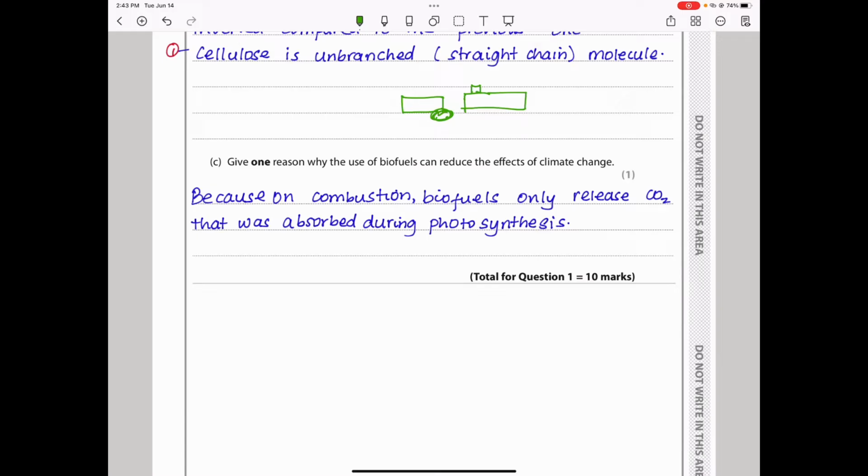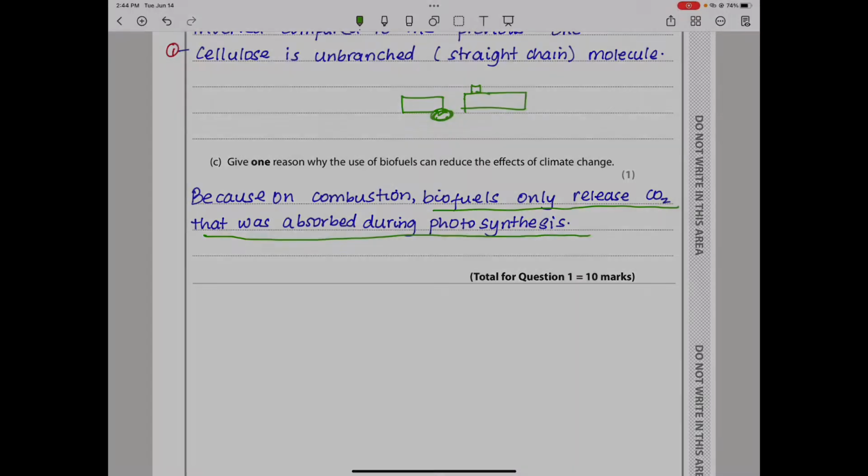So when we use biofuels, we are burning and releasing carbon dioxide that was already taken away from the environment, which is better than when we use fossil fuels that just add something that was not in the environment. So here I said, because on combustion, the biofuel only releases carbon dioxide that was absorbed during photosynthesis or during its growth. I will continue to question 2.